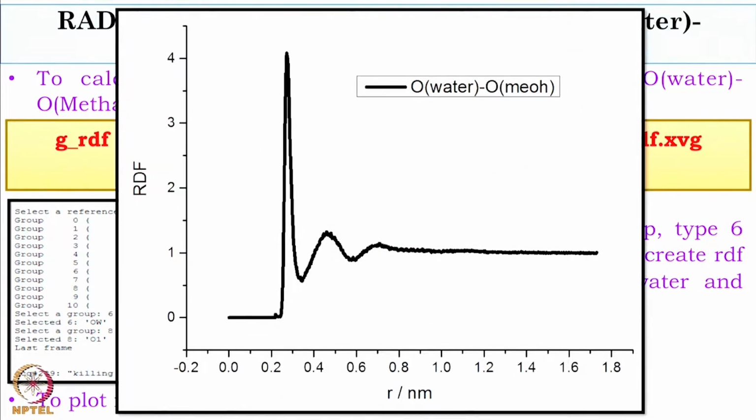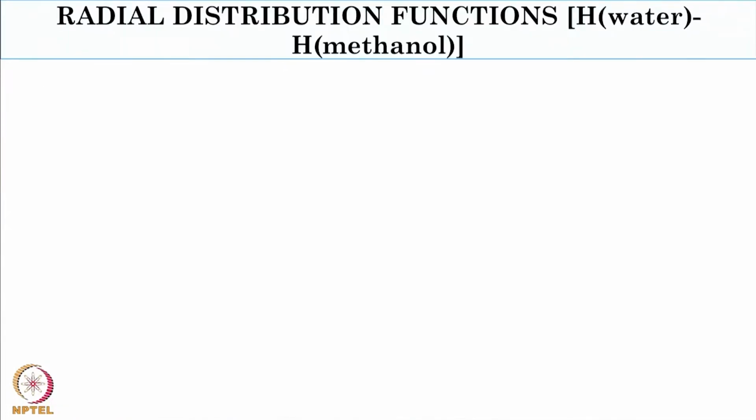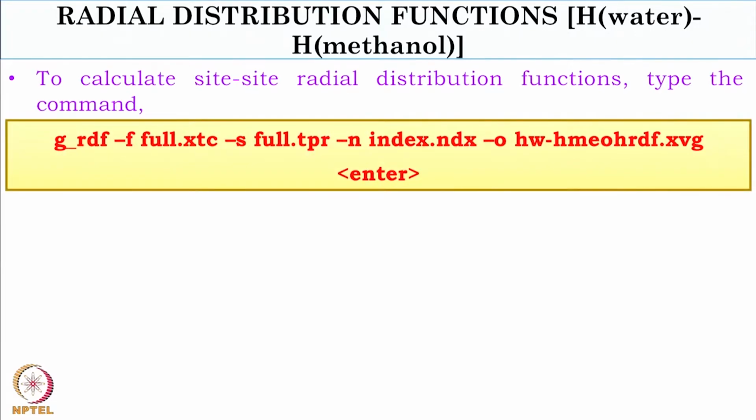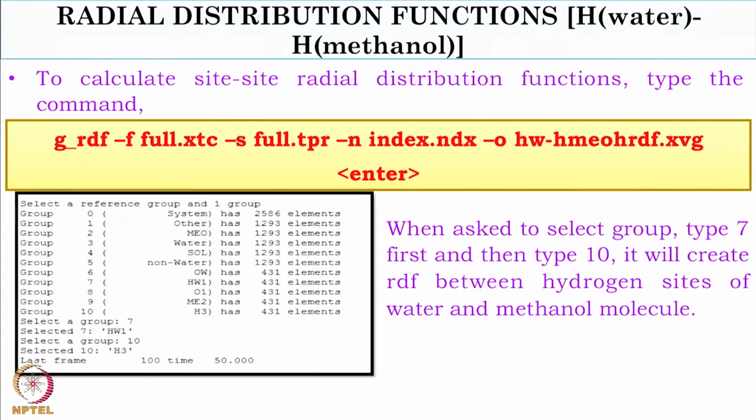So this is for O of water and O of methanol, you have 6 and 8. Now for hydrogen of water and hydrogen of methanol, we use the same command, just give the output file name different. Hydrogen of water is in group 7, right? So you type 7 first and then 10 later, because 10 is hydrogen of methanol, and then you will have the file O hydrogen water hydrogen methanol rdf.xvg.